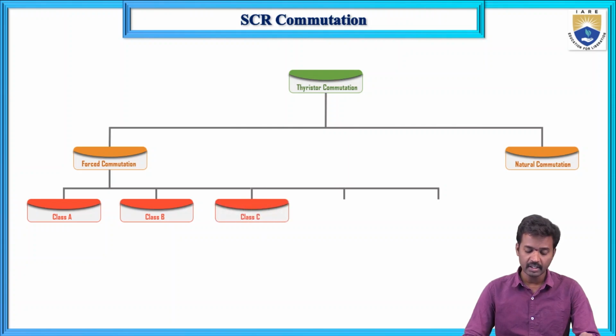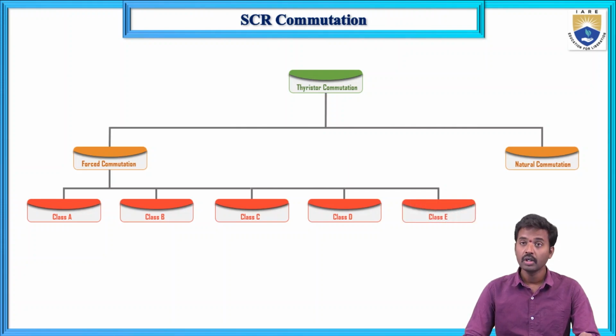Next, today we are going to explain Class C and Class D commutation. Class C commutation is impulse or complementary commutation. Class D means parallel capacitor or auxiliary commutation, and another name is voltage commutation. The last one is Class E, external commutation. Under natural commutation, Class F. Here, Class C commutation, impulse or complementary commutation.